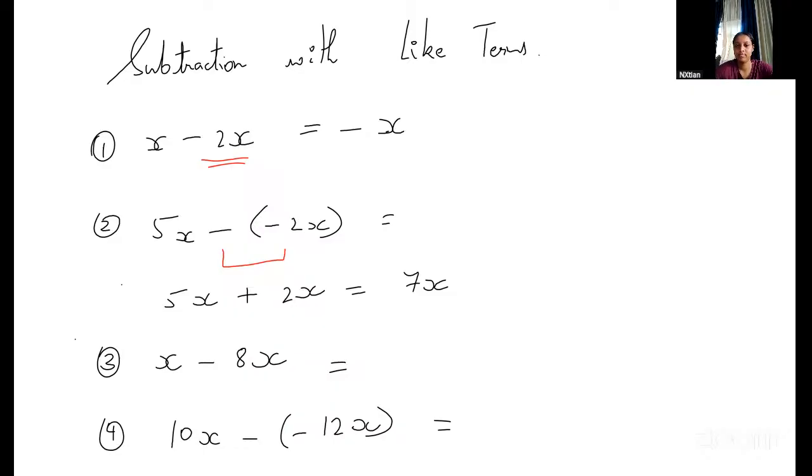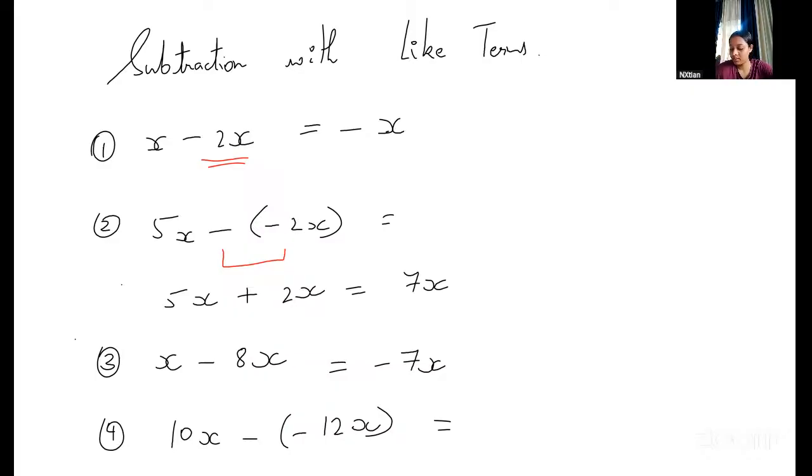Ma'am, would it be negative 7x? Yes, very good. It's going to be negative 7x. Why negative 7x? Because the bigger term, that is 8x, is negative. Therefore, the answer 7x will also be negative.